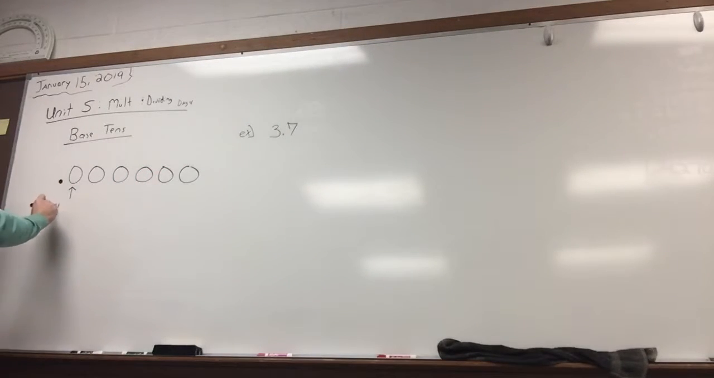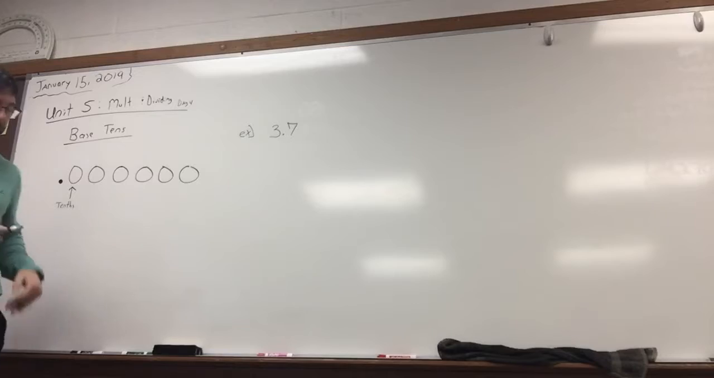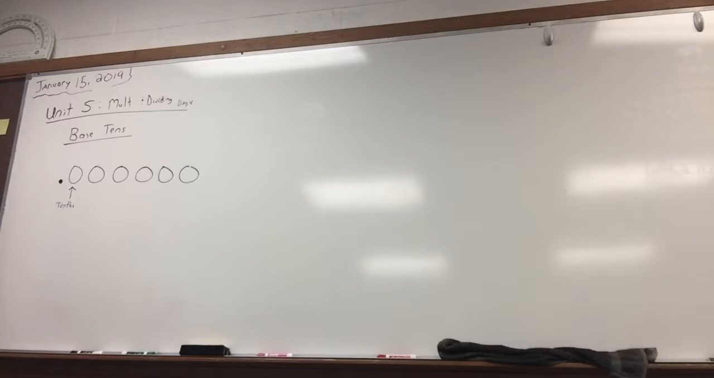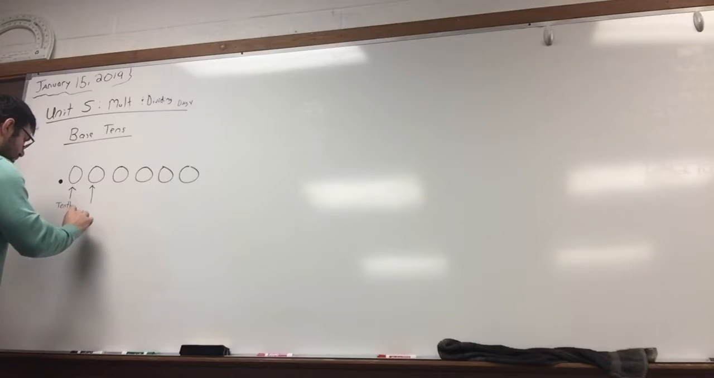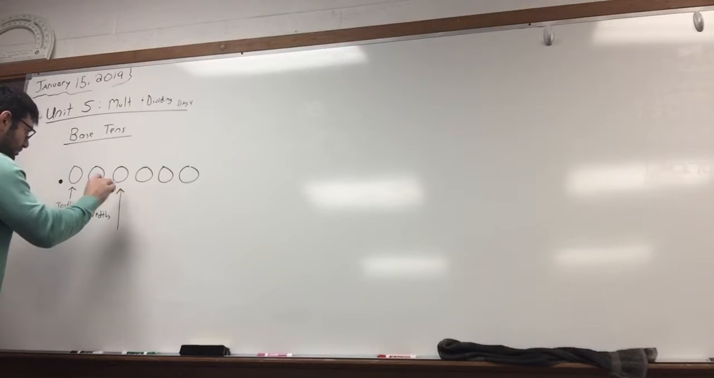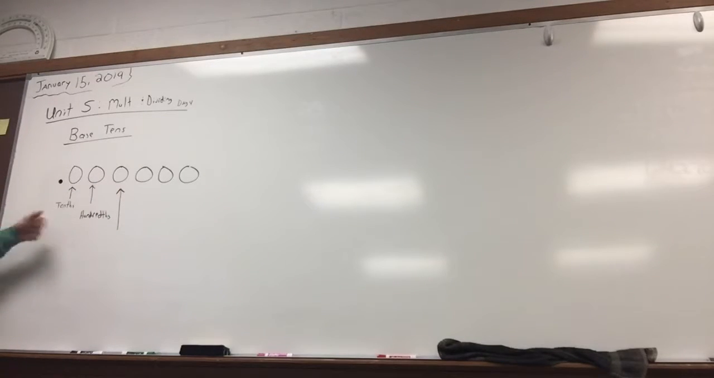Three and seven tenths. The number after the decimal is tenths. Okay? You have to know this. What's next? What do you think, Ada? Hundredths. Very good. The next number is hundredths. So we've got tenths, we've got hundredths. What's next? Layton? Thousandths.